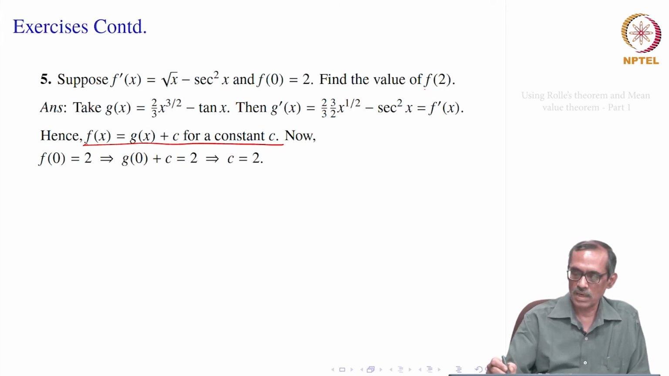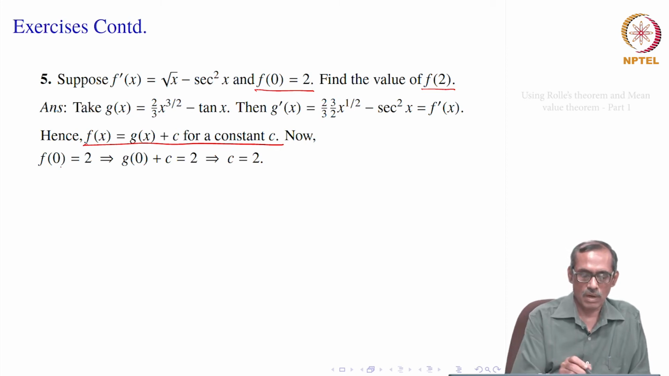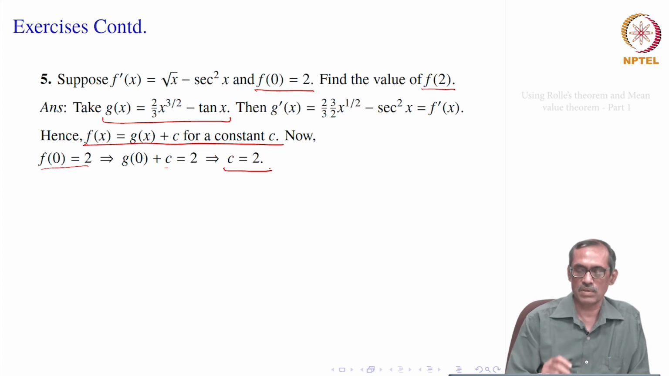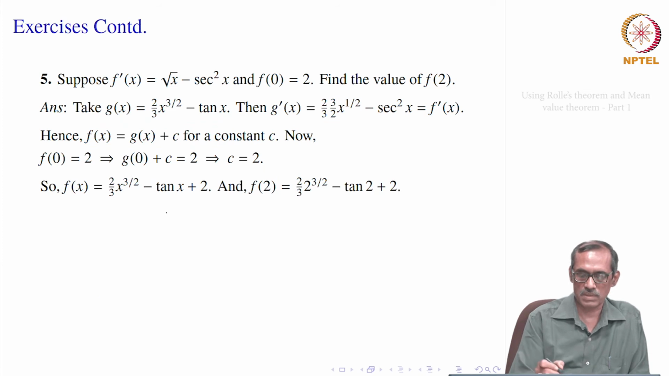Then we use the condition. We have to find f at 2, and we have to use the condition f of 0 equal to 2. So, when you substitute 0, f of 0 equal to 2 gives g of 0 plus the constant, and we evaluate g of 0. G we have guessed. So, at 0, the first term is 0, the second one is 0, so g of 0 equal to 0, right. So, the left side gives c, the right side 2. So, c is equal to 2. Therefore, our f of x is equal to g x plus 2, which is this.